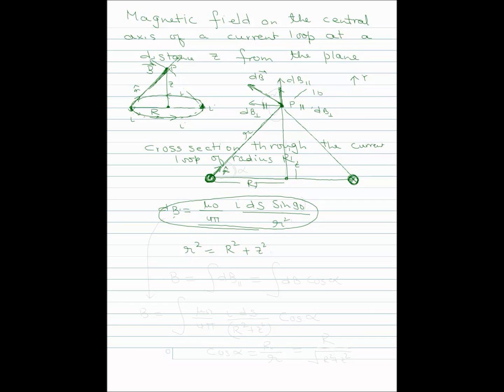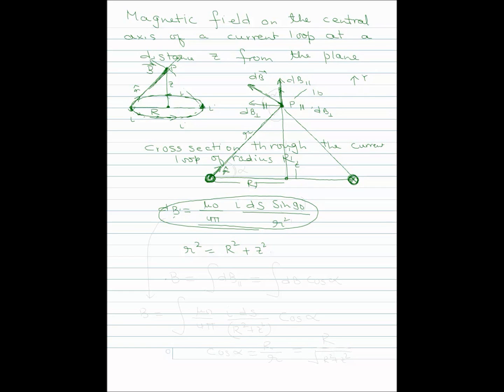For example, if you look at some ds here, that will produce a magnetic field here whose parallel component will be cancelled by a ds here. Similarly, if you look at something here, whose parallel component will be cancelled by this thing, so there will be some ds here whose parallel component will be cancelled by another ds across from it, etc. So basically what we are saying is that the only magnetic field that survives is the parallel component of the magnetic field, and so the direction of the net magnetic field at this point is definitely pointing up.